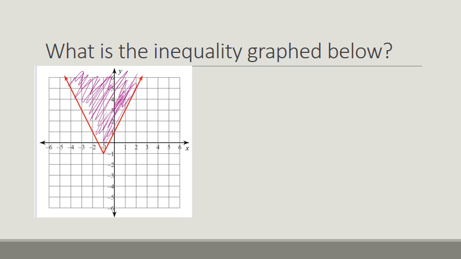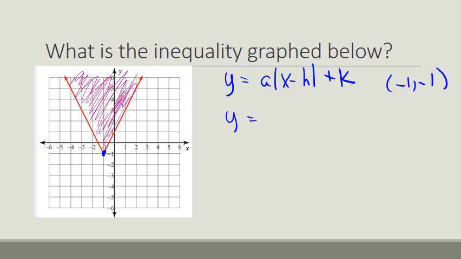Okay, so we're going to write the equation of this graph. It's an absolute value. So remember, we have y is equal to a times the absolute value of x minus h, plus k, where h and k are our vertex. So I have my vertex right there of -1, -1, and I just put it in there, right? So y equals, we don't know what a is yet, absolute value of x plus 1, and then minus 1.